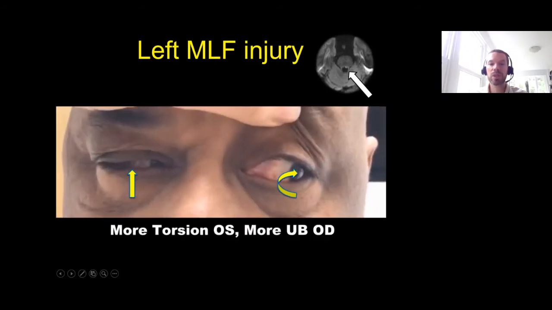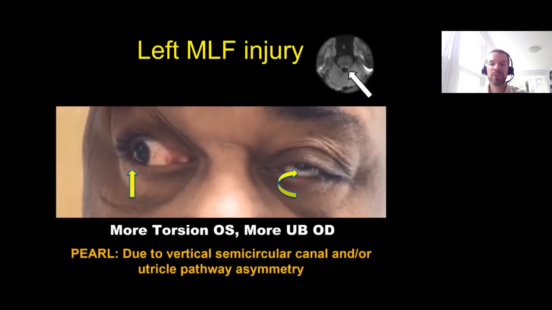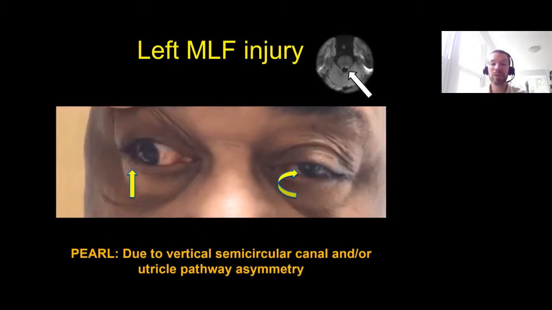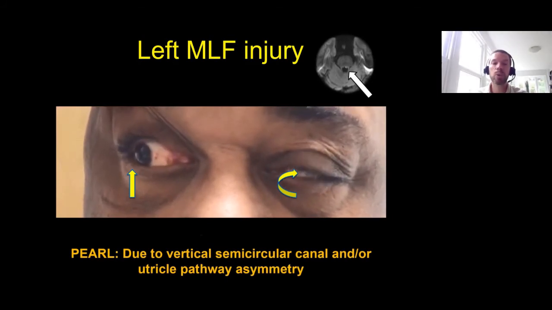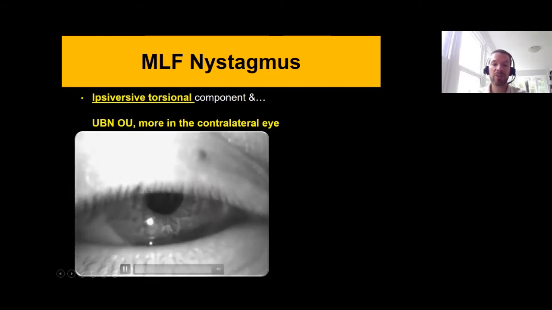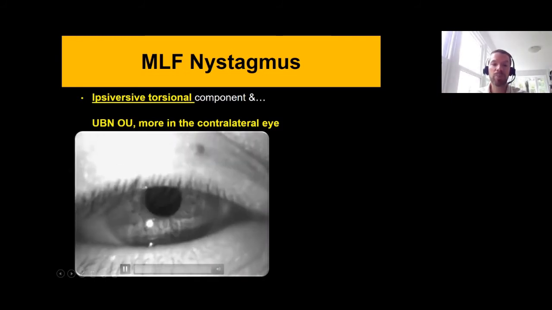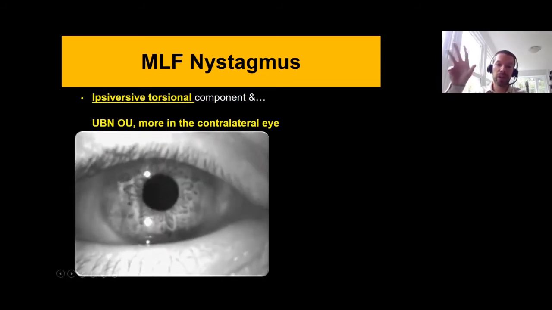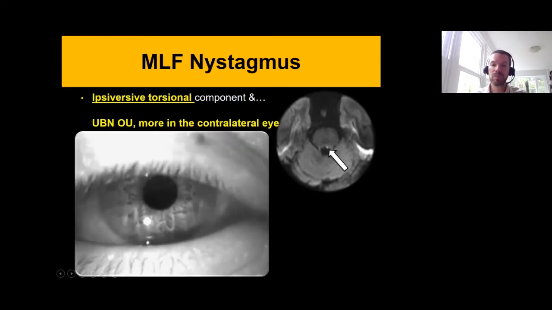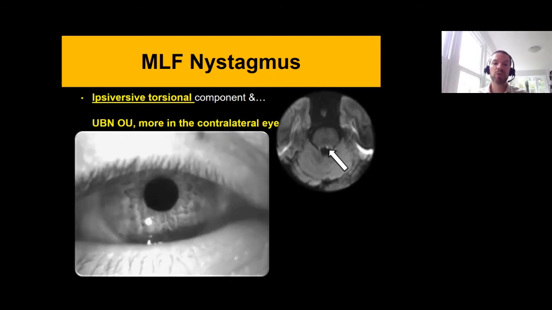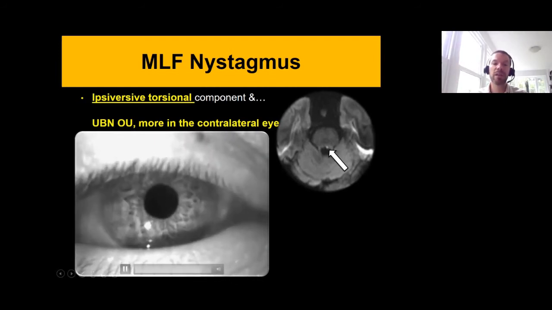Unfortunately, the camera used wasn't that great. But we think this is probably another manifestation of vertical semicircular canal asymmetry and/or utricle pathway asymmetry. So this is that same patient, this is the video oculography. This is just the right eye, but clearly you can see upbeating and torsional components. And the torsion here is ipsiversive, toward the side of the lesion. His lesion is on the left side. The torsional fast phase, the top poles, are beating towards the left ear, and there's more upbeat nystagmus in the right eye than in the left eye.